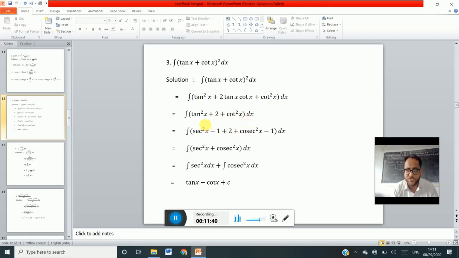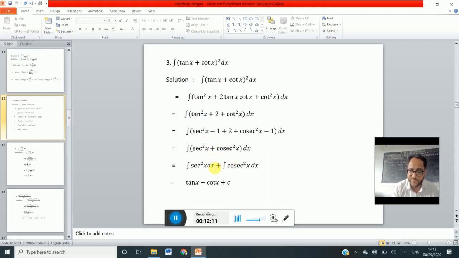Then use the result, because we do not have a standard formula for integration of tan square. Therefore if we separate integration in this step, we do not get the final answer. So we have to simplify by using trigonometric identities. So tan square converts to sec square x minus 1 and plus 2, and cot square x converts to cosec square x minus 1, right? Then minus 1 minus 1 minus 2 plus 2 is 0, remaining is sec square x plus cosec square x.